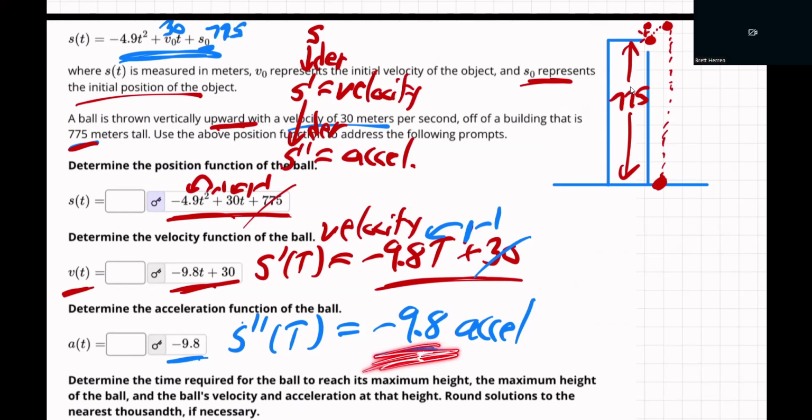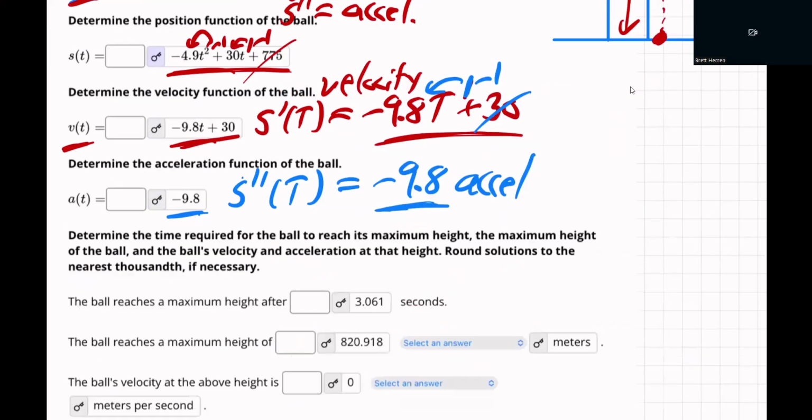In English units, it's 32 feet per second squared. In metric units, it's 9.8 meters per second squared. So that is the true acceleration of planet Earth pulling down on every person and every object all the time, all over the planet. If you throw a ball or throw anything up, it's going to be accelerated downward by the Earth at negative 9.8 meters per second squared. All right, let's move on.